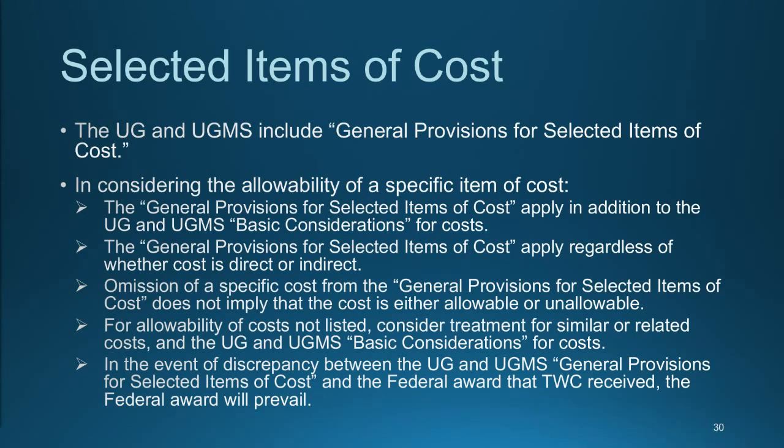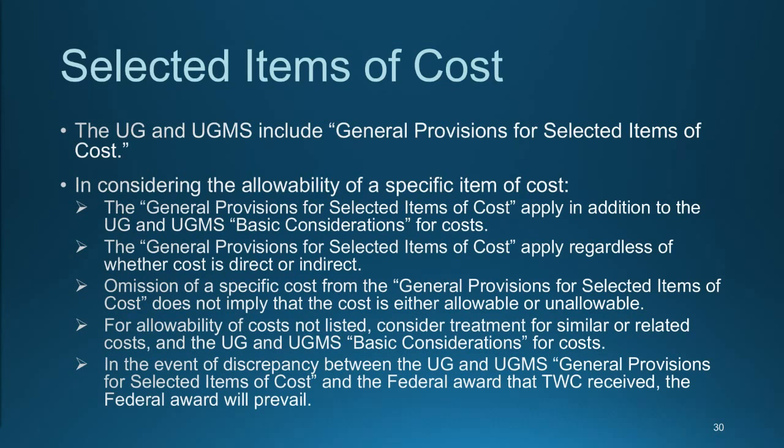Or you also fall back on those general allowability criteria that we talked about just a few minutes ago. Is it necessary? Is it reasonable? Is it allocable? Do you have adequate documentation for it? The whole cost sharing, consistency, etc. Those are all things that still apply regardless of whether it's specifically addressed as a selected item of cost or not. And this last item is important to keep in mind as well: in the event of a discrepancy between the UG and UGGMS and the federal award that TWC receives, the federal award will prevail.